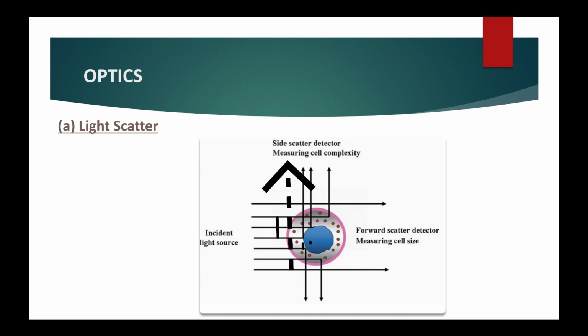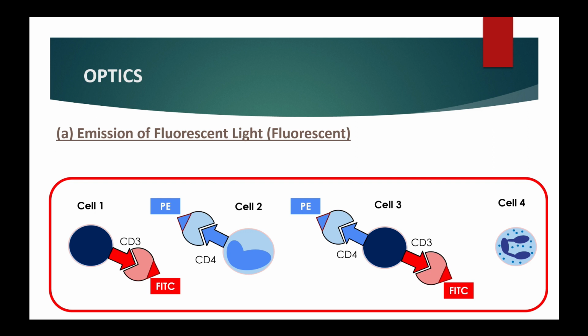Laser light that is scattered at 90 degrees to the axis of the laser path is detected in the side scatter channel. The intensity of this signal is proportional to the amount of cytosolic structures in the cell, that is granules, cell inclusions, etc. The second part of the optics principle is emission of fluorescent light by the fluorochrome.